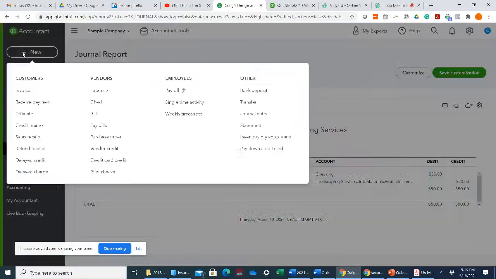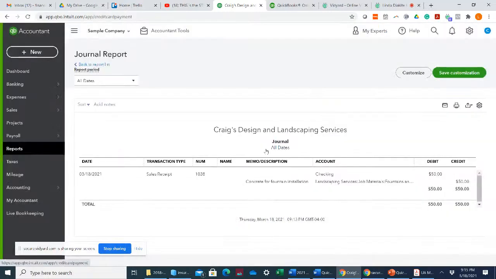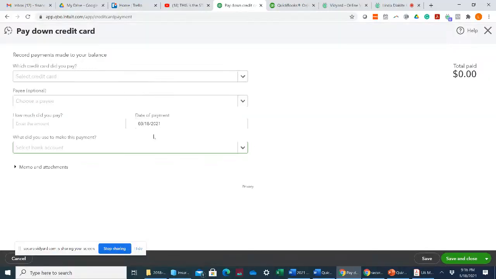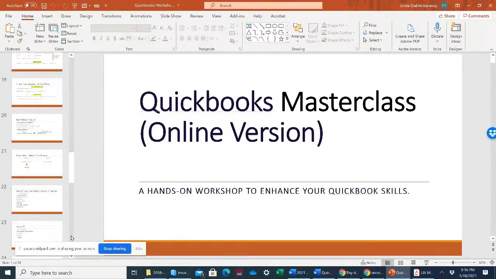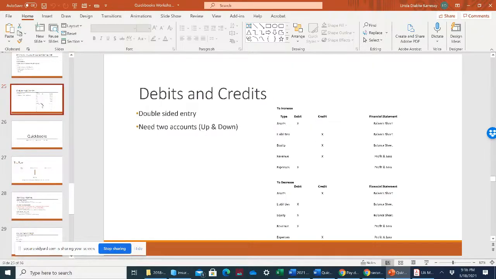If you go over to New, QuickBooks now has an item here called Pay down credit card. QuickBooks just recently added this because people were getting confused on how to pay a credit card. So I'm going to go back over to the PowerPoint presentation and show you possibly why people were being confused. It actually relates to what we just discussed.